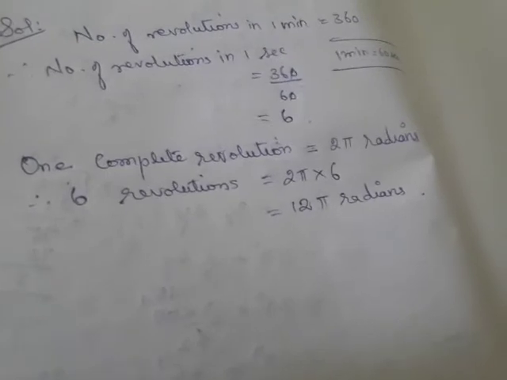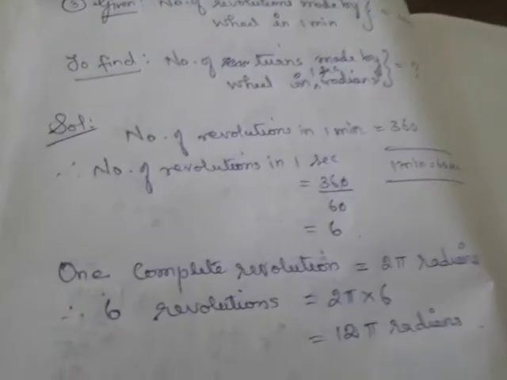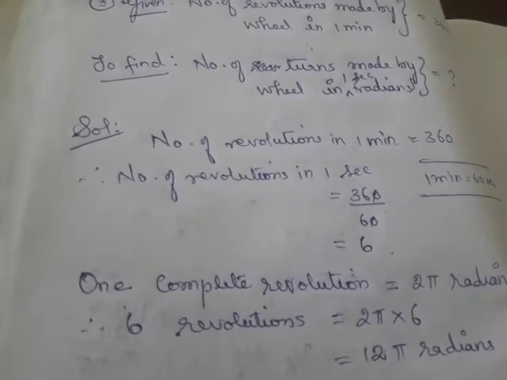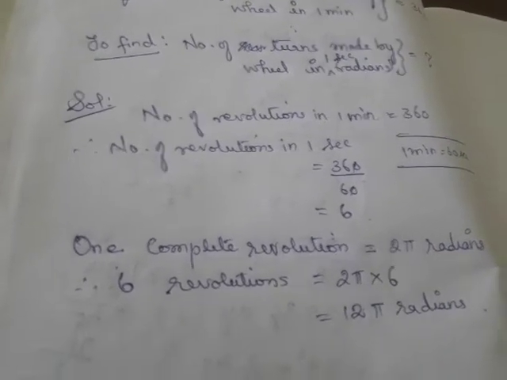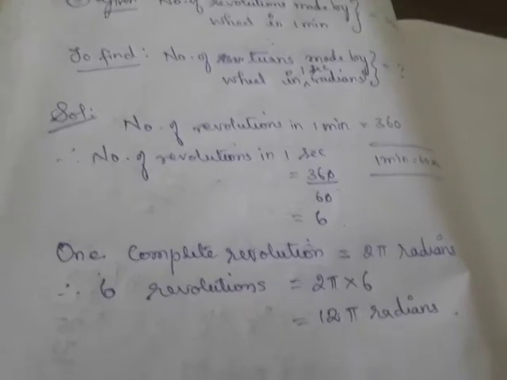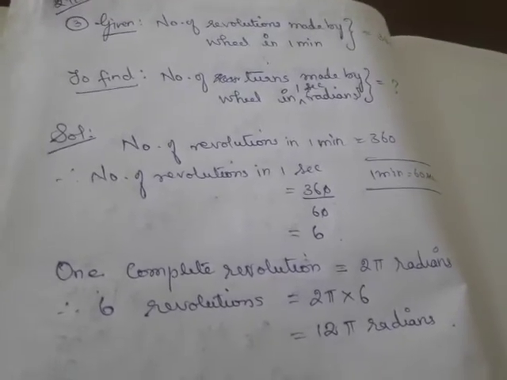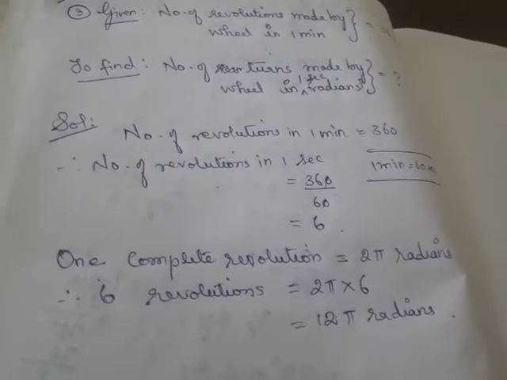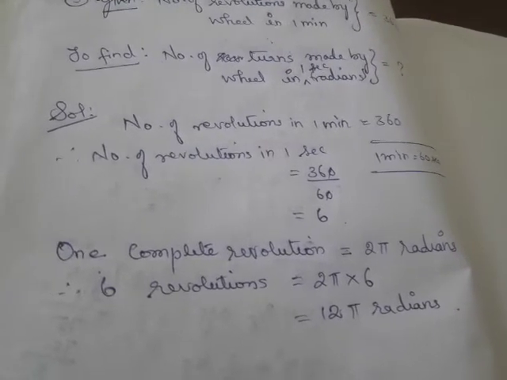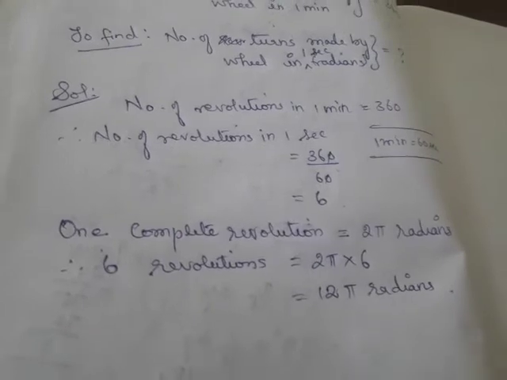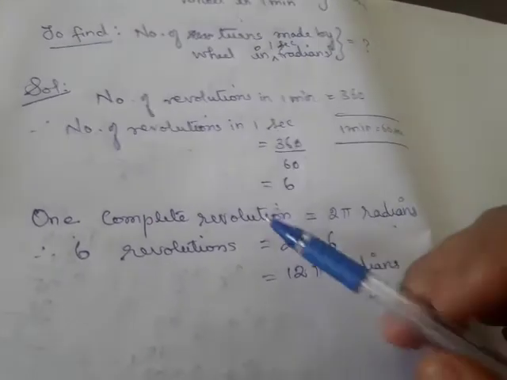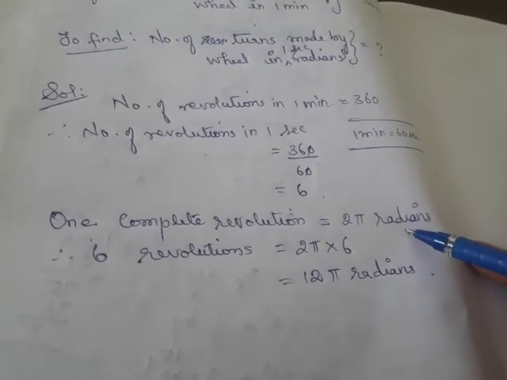So what is given in the question? A wheel makes 360 revolutions in 1 minute. Through how many radians does it turn in 1 second? Now they asked you to find the relation between revolutions and radians, not degree and radians. What is the relation between revolution and radian? One complete revolution is equal to 2 pi radians. That is the relation between revolution and radians, right?